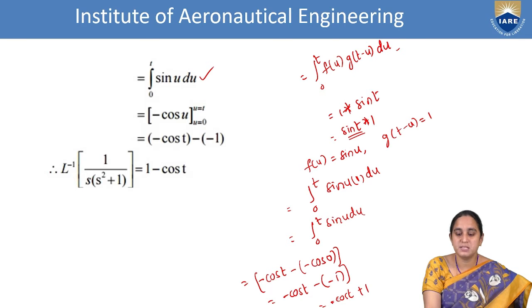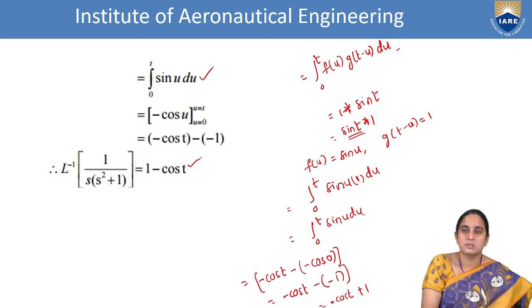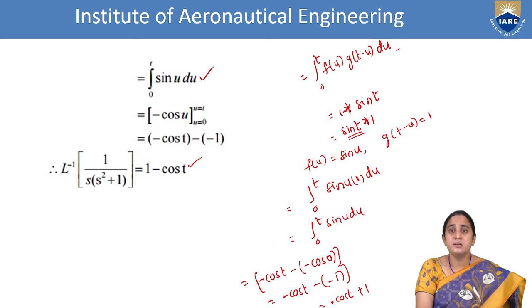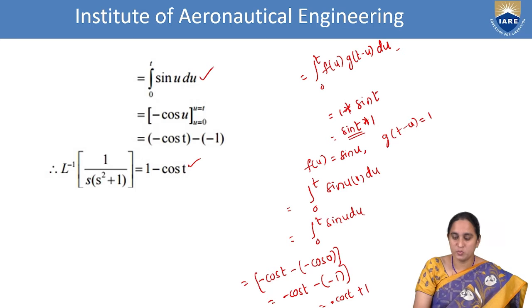Minus cos t plus 1. Simply, I'll write that as 1 minus cos t. Therefore, the second question, by using the convolution theorem, the Laplace inverse of 1 by s into s square plus 1 is equal to 1 minus cos t. Okay, this is the second question's answer.